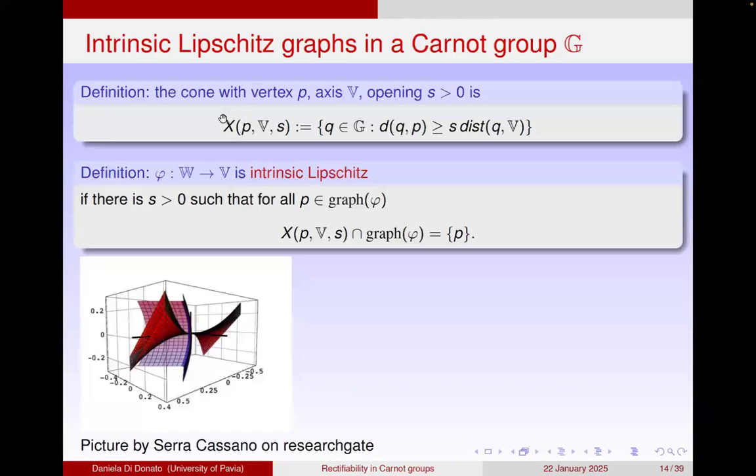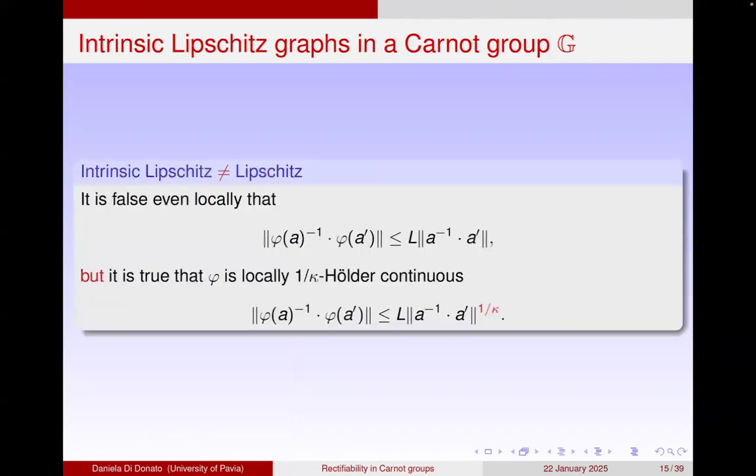Which is the idea of intrinsic Lipschitz graph? Franchi, Serapioni, and Serra Cassano introduced a suitable cone called the intrinsic cone, whose idea is similar to the Euclidean cone, but obviously they are not equivalent. They say that phi, a map from W to V, is intrinsic Lipschitz if for every point P belonging to the intrinsic graph, there exists an intrinsic cone such that the intersection is equal to just the point P. In the picture, it is possible to see the model case, the first Heisenberg group, R^3. In the red part, there is an example of an intrinsic cone. In the blue part, there is an example of an intrinsic Lipschitz map. Intrinsic Lipschitz maps are not Lipschitz in the classical sense, but it is true that an intrinsic Lipschitz map is locally 1/k-order Hölder continuous, where k is the step of the Carnot group.